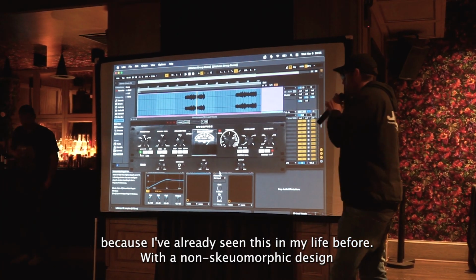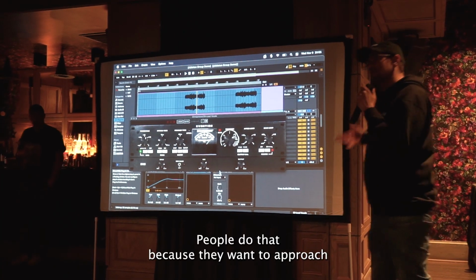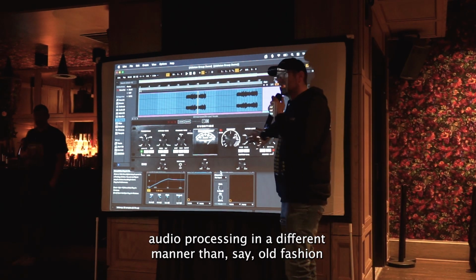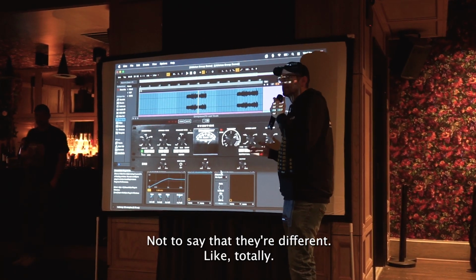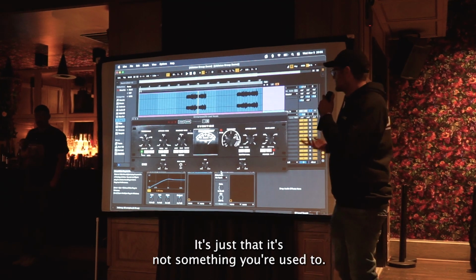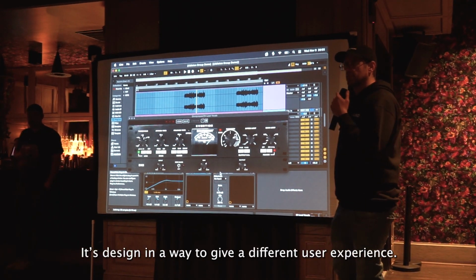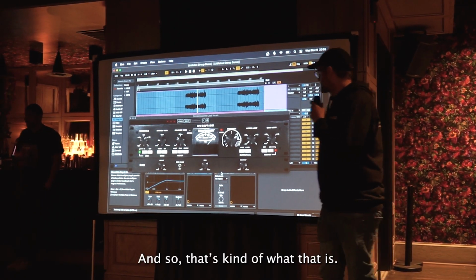But the non-skeuomorphic design, people do that because they want to approach audio processing in a different manner than, say, the old-fashioned. Not to say that they're totally different. It's just that it's not something you're used to. It's designed in a way to give you a different user experience. And so that's kind of what that is.